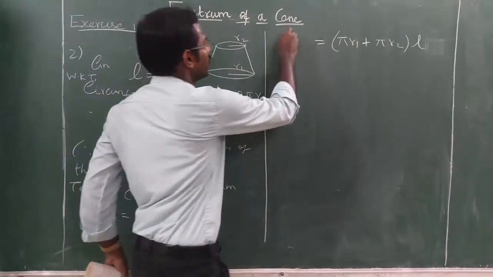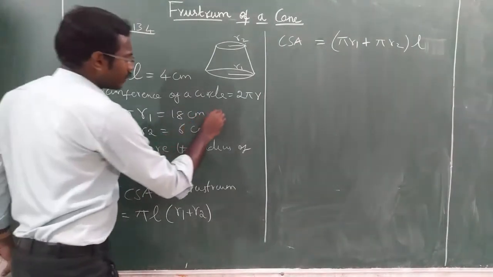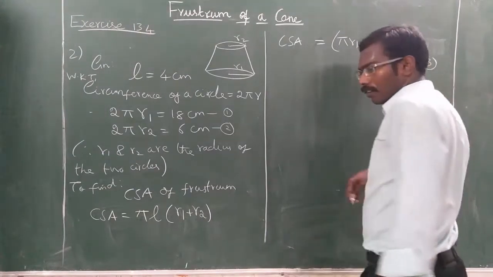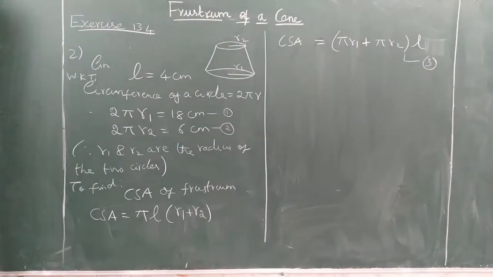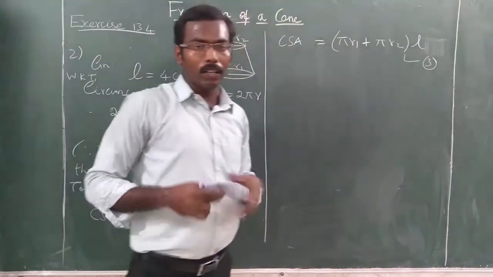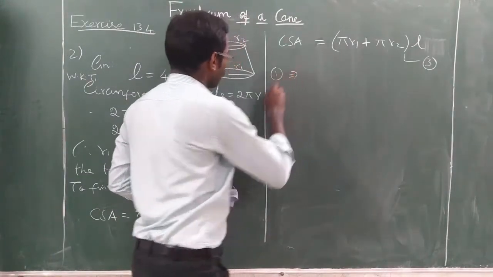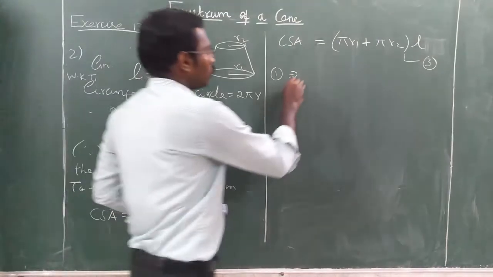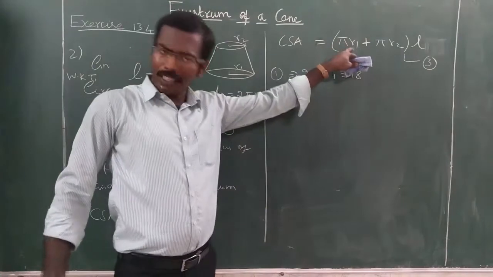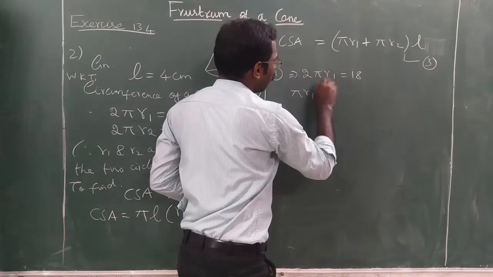So this is the CSA. Understood or not? Now I am taking this as equation 1, this as equation 2, this as equation 3. Now listen carefully. We are going to derive these pi R1 and pi R2 values. Take equation 1. Equation 1 gives 2 pi R1 is equal to 18. What we want is pi R1, so take this 2 here.